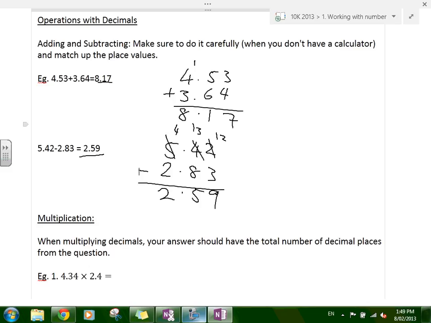Not always, because of certain circumstances, and I'll show you one example that happens, but usually that's what happens. If you have 2, 2, it becomes 4. 1 and 2, you're going to have 3 decimal places, etc. Alright? So that's just a point to remember.